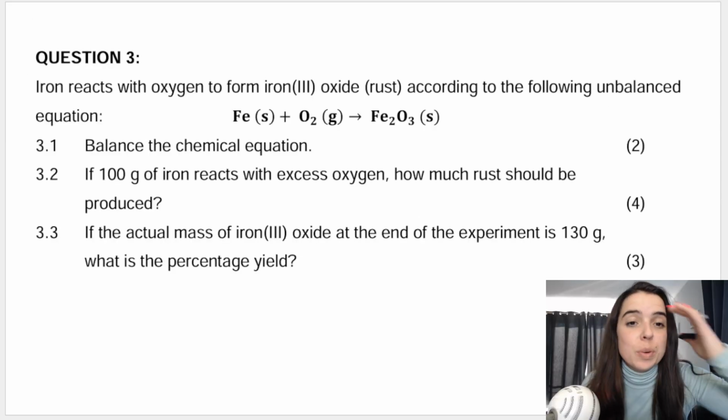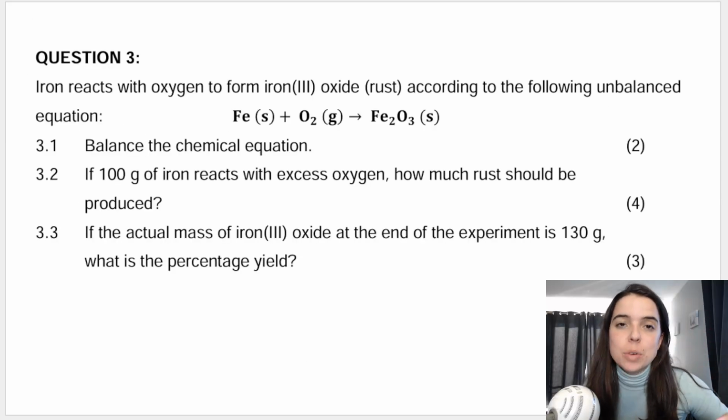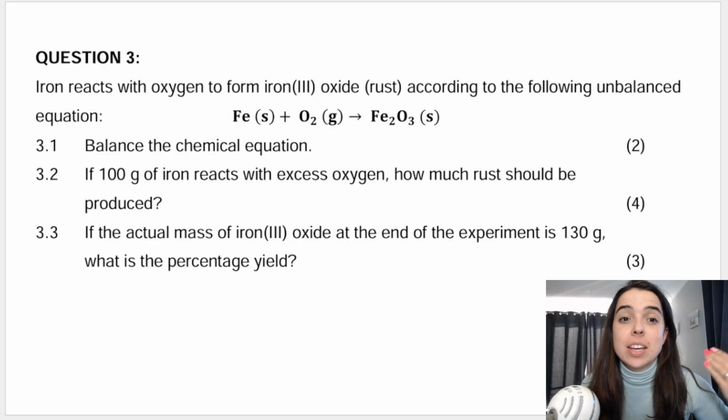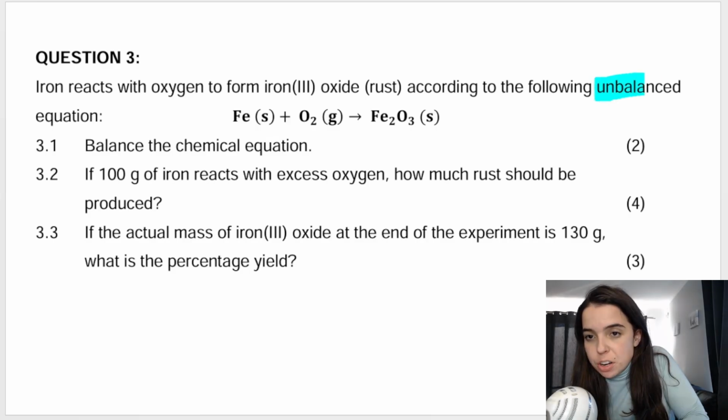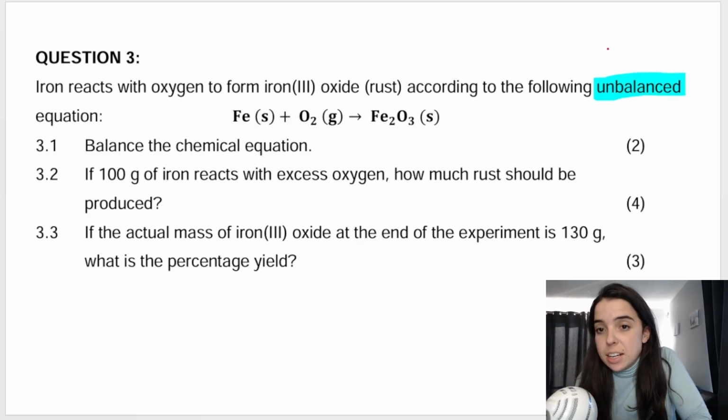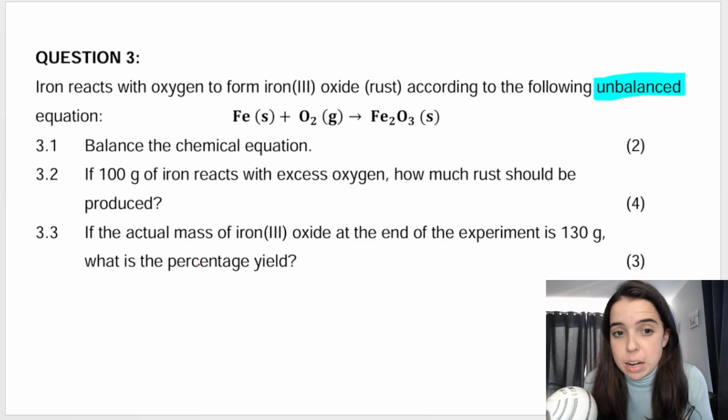In our next question, we have a balanced chemical equation. We know we're going to be doing stoichiometric calculations using mole ratios, things like that. So it says iron reacts with oxygen to form iron oxide, also known as rust. And they give me the following unbalanced equation. First things first, grade 10s, you have to make sure that an equation is balanced. You can never ever assume that it is unless they tell you that it's balanced. Here they say it's unbalanced. 3.1 tells me to balance it.